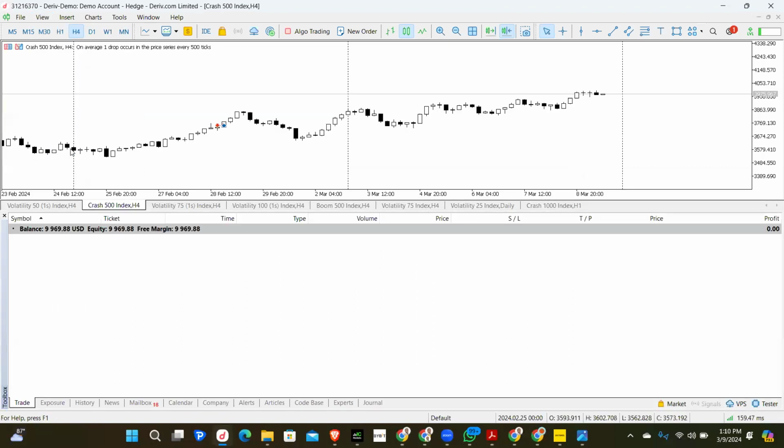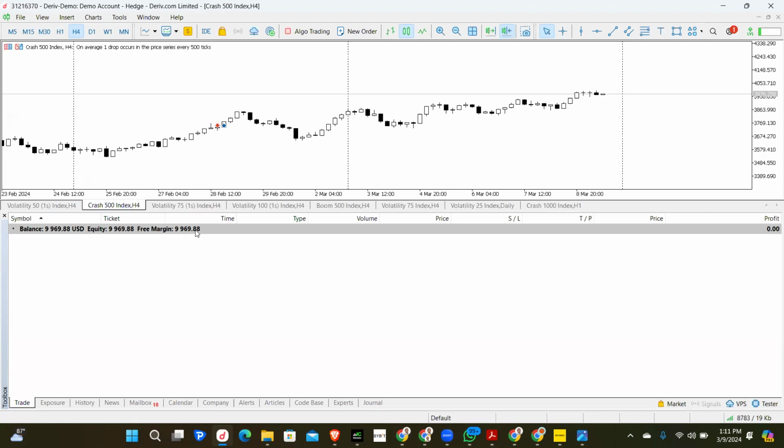All right, so for now, this is the balance on this account. The balance is 969.88, and the balance is also equal to the equity, and the equity is also equal to the free margin. The balance, the equity, and the free margin are all equal because I don't have a position running. So I want to open up a position and place a trade. Let's see what happens.